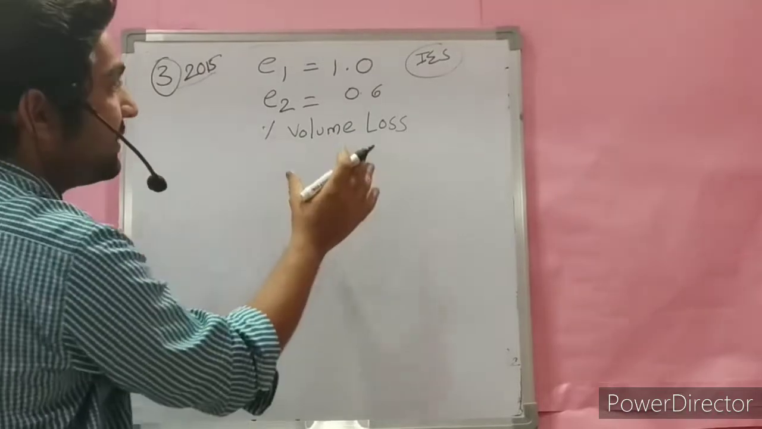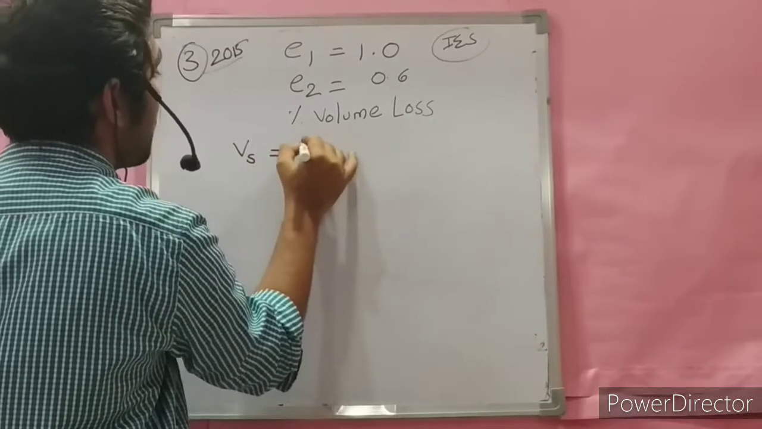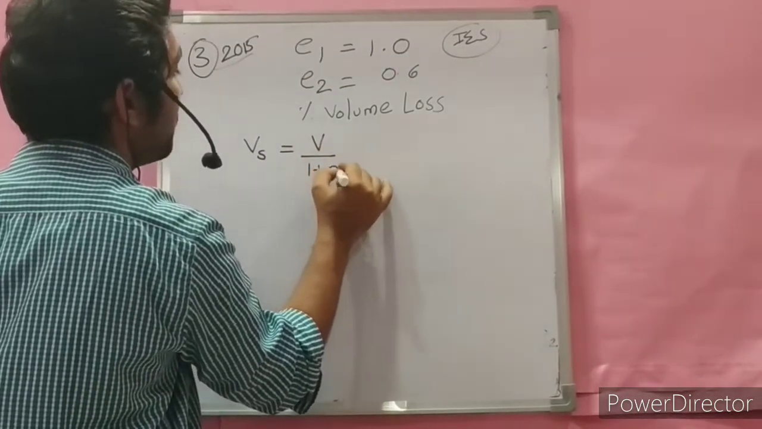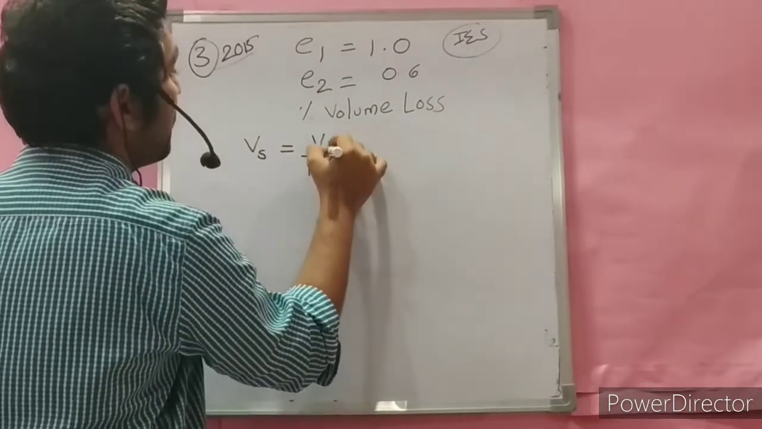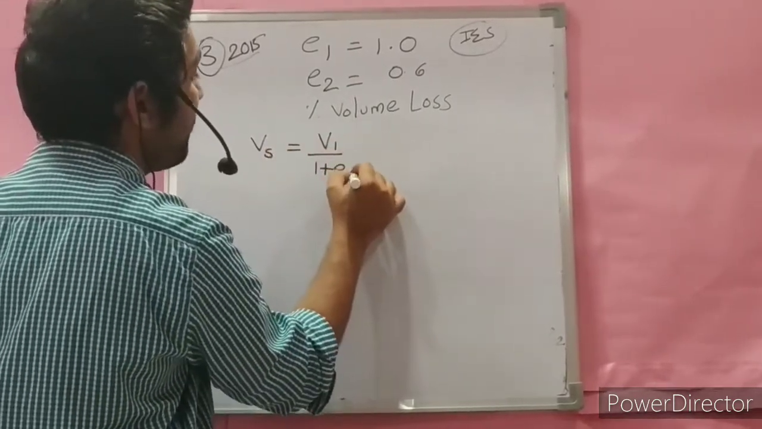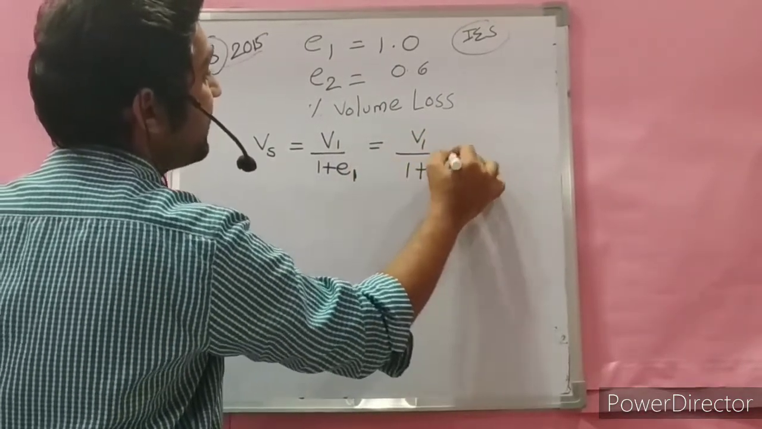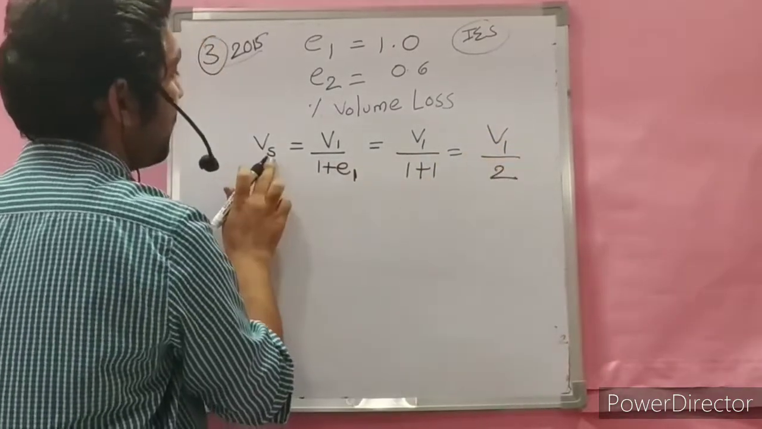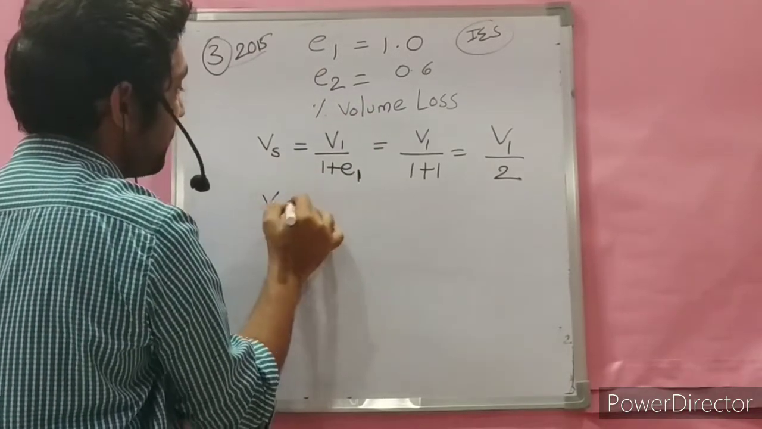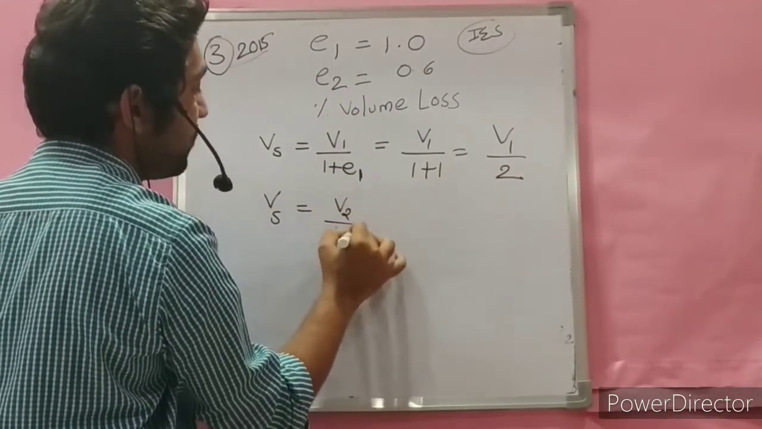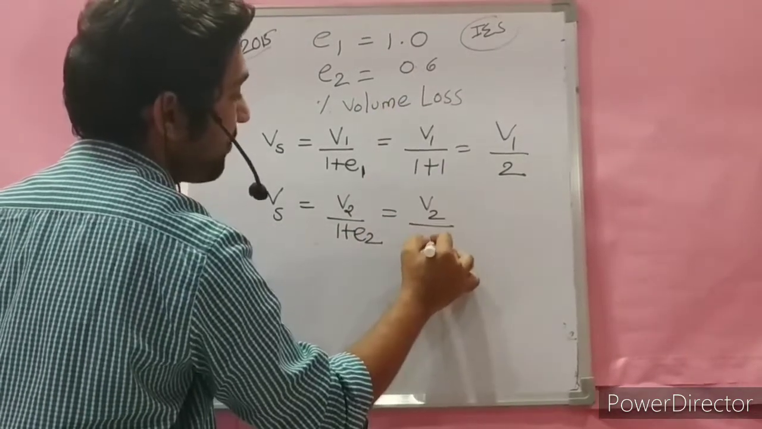So again, this is based on the same concept. Vs is equal to V by 1 plus e. Volume of solids will remain the same. So before compaction, Vs is equal to V1 by 1 plus e1, with initial void ratio 1, V1 by 1 plus 1, that is V1 by 2. After compaction, Vs is V2 by 1 plus e2, that is V2 by 1 plus 0.6, which is 1.6.